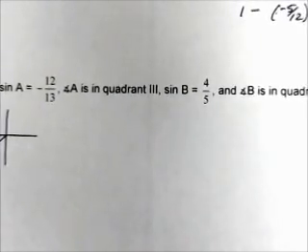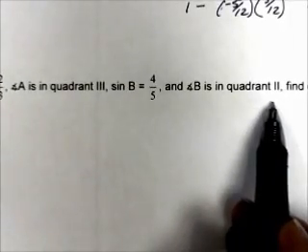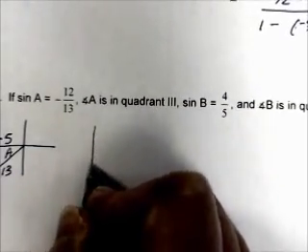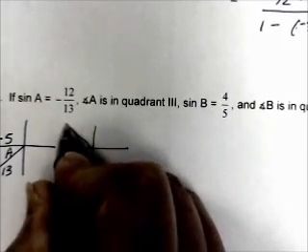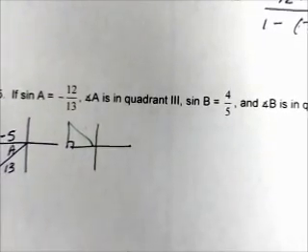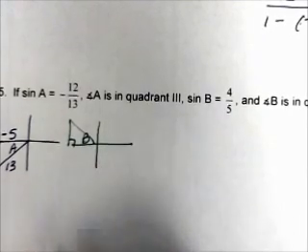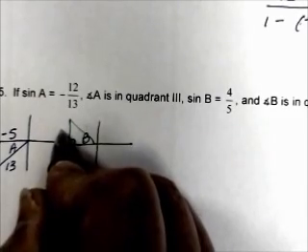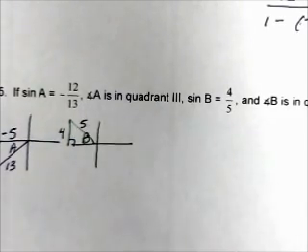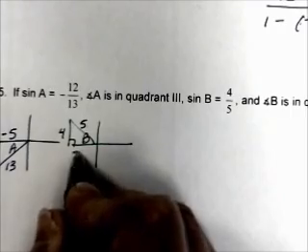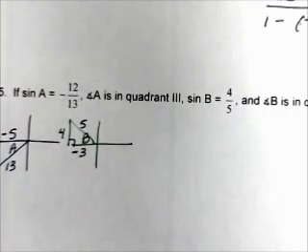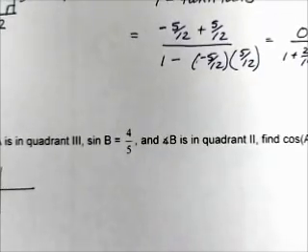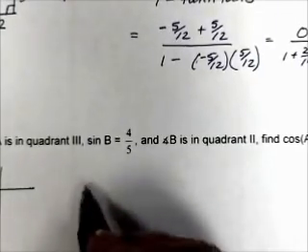And sine of B is 4/5, and angle B is in quadrant 2, so we draw another triangle, this one in quadrant 2. Let's label this B. Sine of angle B is 4/5, so opposite over hypotenuse. So this is a 3, 4, 5. So this side would be negative 3. Find the cosine of A minus B. All right, cosine of A minus B.